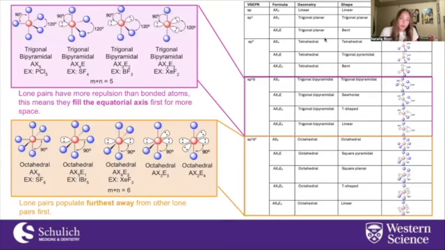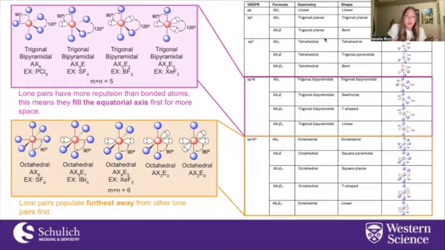Next, we'll look at the geometry of trigonal bipyramidal, steric number five bonded groups. A point I want to make about this, again, I'm just going to reiterate that lone pairs have more repulsion than bonded atoms. So this means that they fill the equatorial axis first, for more space compared to the axial axis. You can see in the images that there is 120 degrees between the bonded groups in the equatorial axis, and it is only 90 degrees between the bonded groups in the axial axis. So the lone pairs are going to go on the equatorial axis to have more space away from each other.